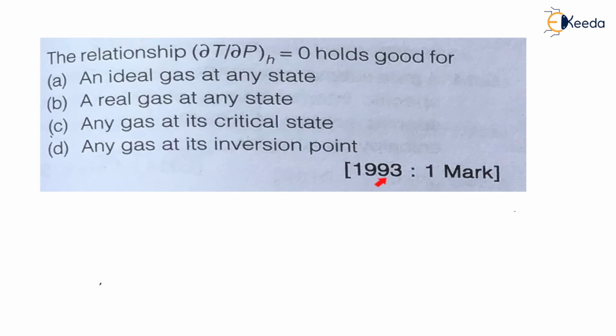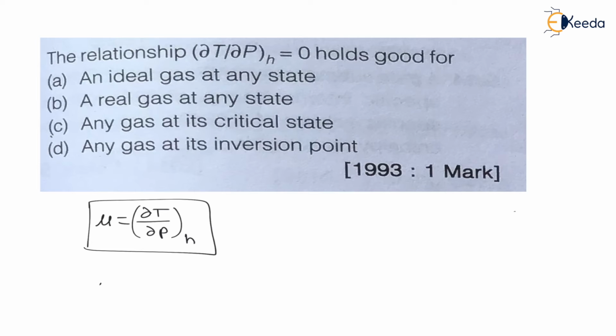The next question was asked in GATE 1993 for 1 mark. The question is, the relationship dou T by dou P at constant enthalpy is equal to 0 holds good for which of these options: an ideal gas at any state, a real gas at any state, any gas at its critical state, or any gas at its inversion point. My dear students, the Joule-Thomson coefficient mu is nothing but change in temperature with respect to change in pressure at constant enthalpy. For a throttling process, whenever this Joule-Thomson coefficient is 0, the point is called the inversion point.